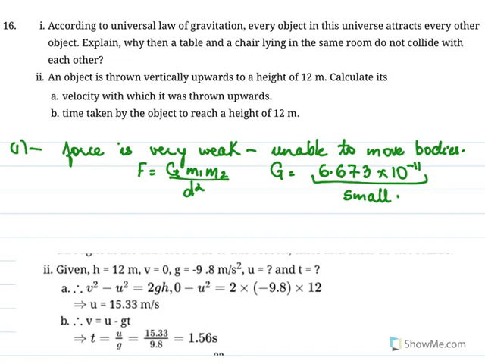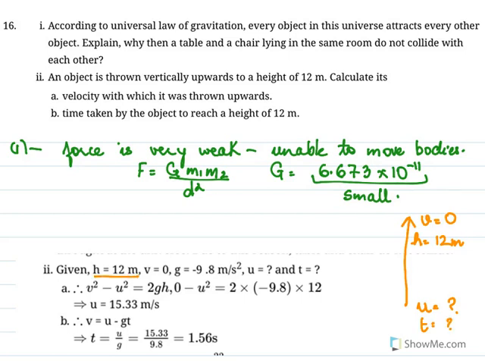Next, an object is thrown vertically upwards. Again here we have an object thrown vertically upwards. That means final velocity is 0, to a height of 12 meters. So the height here is 12 meters. Calculate the velocity with which it is thrown. So the u we have to calculate and we have to find the time.